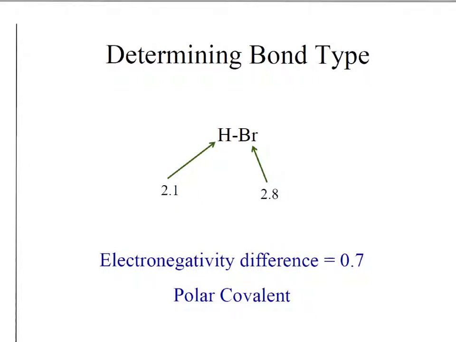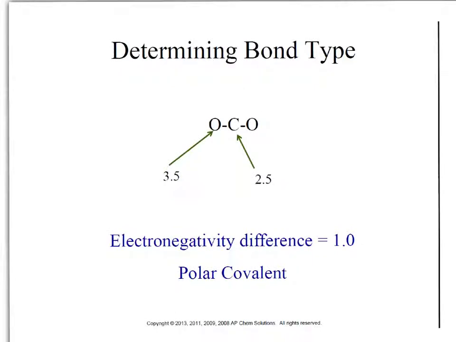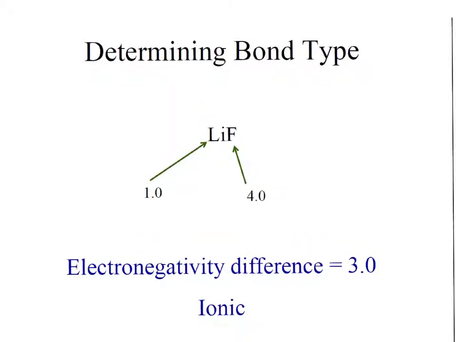Once we get to HBr, though, the difference here is 0.7, and now we are in the polar covalent range. So the difference in electronegativity is here. Bromine is strong enough to pull the electrons towards it and give it a significant enough charge there to make that a delta negative versus a delta positive. So this would be a polar covalent bond. And another example here, you can see the difference is 1.0, so this is polar covalent. We would wind up with a delta negative and a delta positive on those atoms. And finally, we see an electronegativity difference here of 3 for fluorine versus lithium, and that makes this particular bond ionic.